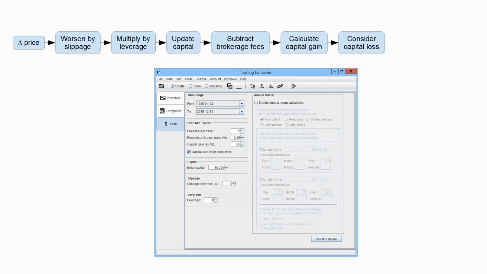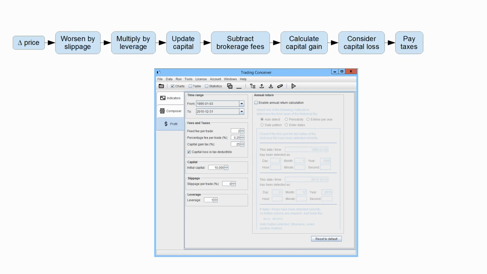If, on the contrary, the capital loss is tax deductible and there are previous losses, the capital gain is reduced as much as possible according to previous losses. That is, if previous losses are greater, then the capital gain is considered zero. If previous losses are less, then the capital gain is reduced by an amount equal to the capital loss. The capital loss is updated, reduced accordingly.